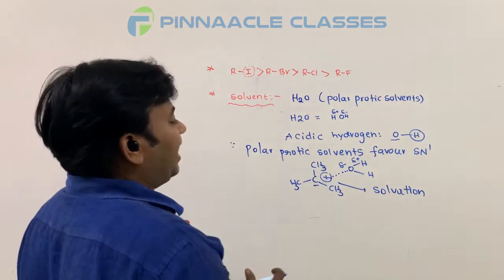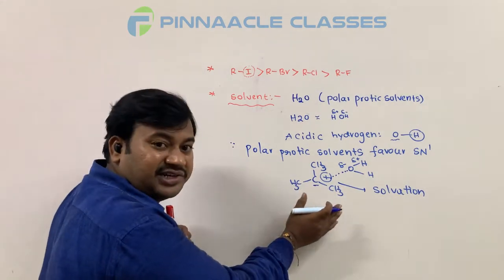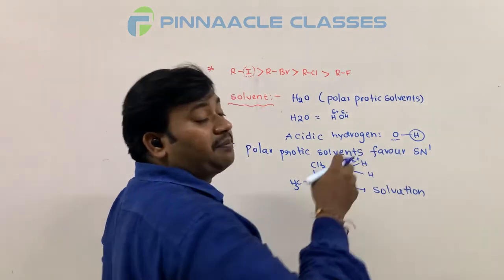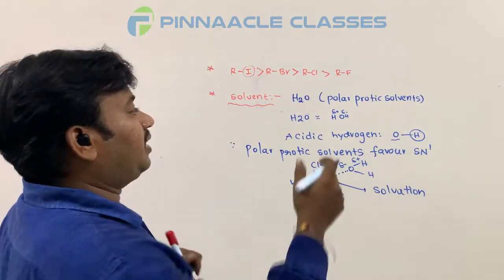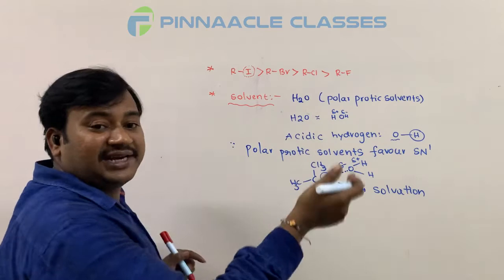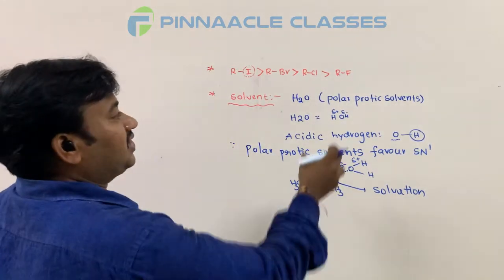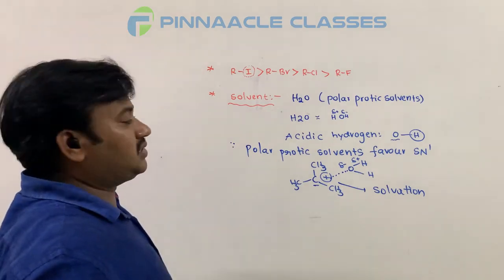So in the SN1 reaction, the intermediate formed, the tertiary carbocation, is more stable and is stabilized by polar protic solvents. That's why polar protic solvent will enhance the rate of the SN1 mechanism. So that's why we look for polar protic solvents.